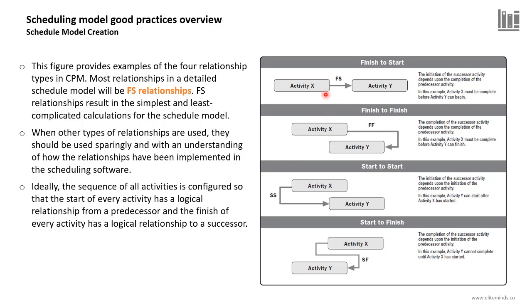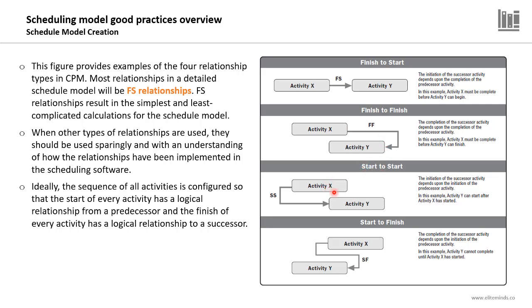So here is a finish to start relationship between activities X and Y. In this example, activity X must be complete before activity Y can begin. This is the simplest relationship. Here is a finish to finish relationship between activities X and Y, and in this example, activity X must be complete before activity Y can finish. So it's a finish to finish relationship.